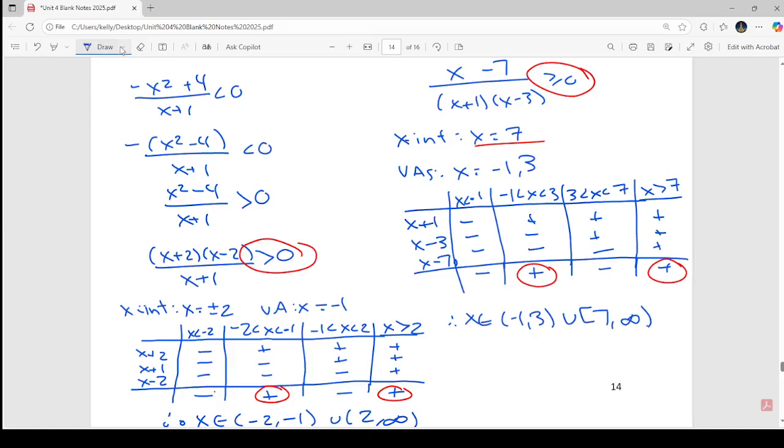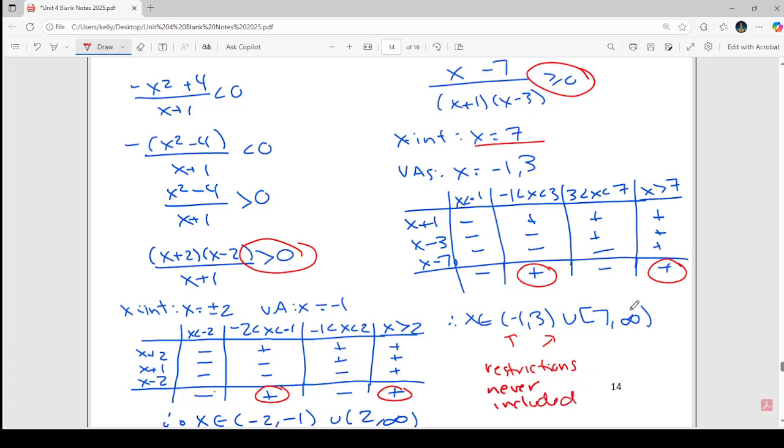So as a little reminder, restrictions are never included, whether it's greater than 0, or greater than or equal to 0, or less than or equal to 0. Restrictions are never included in the solution set. But 7 is, and that's because x equals 7 is an x-intercept. Okay, so always lots of little details. It's always very fun. Do all the homework because the little details change every time, and I hope it goes well.